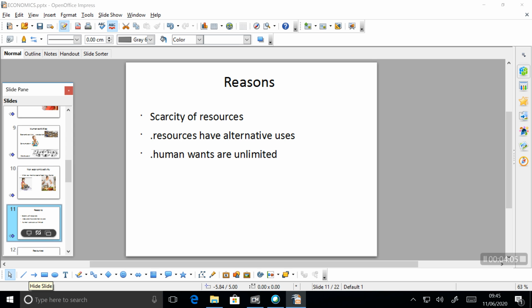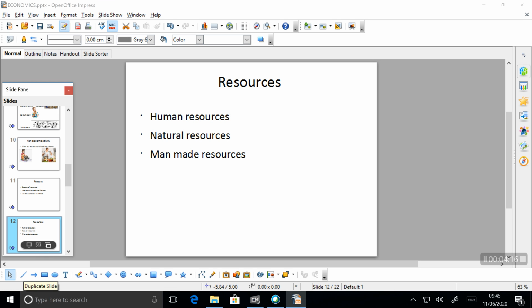While allocating resources, an economy has to answer three questions. In our society, so many resources are there. The important resources are human resources, natural resources, man-made resources, etc. Our country has 135 crore people. All these people have their own wants. These wants are not satisfied because human wants are unlimited, resources are scarce, and these resources have alternative uses. There exists a mismatch between human wants and resources.